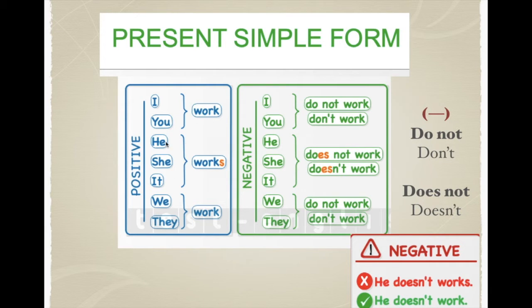Here we have the verb work, and in the positive we say I work, you work, he works, she works, it works, we work, and they work. As you can see, we need an S for the third person: he, she, and it.